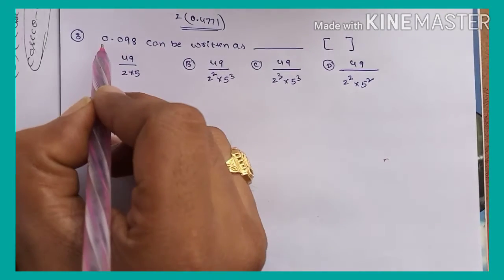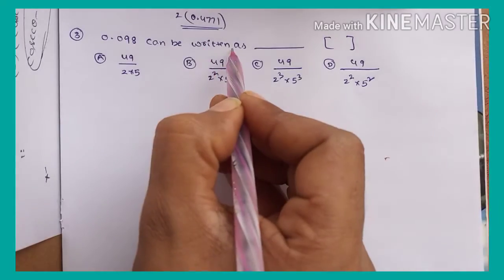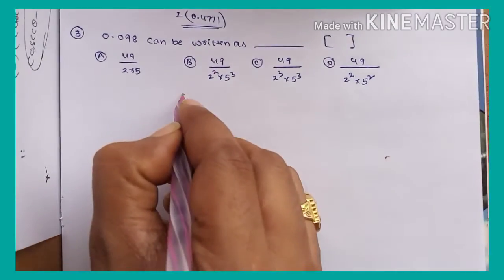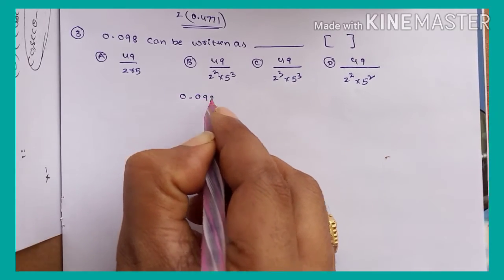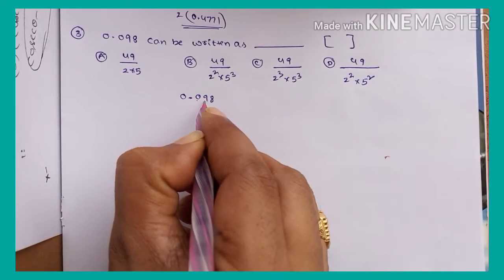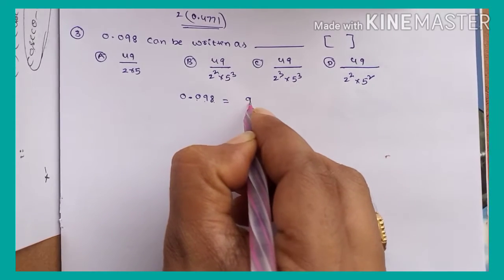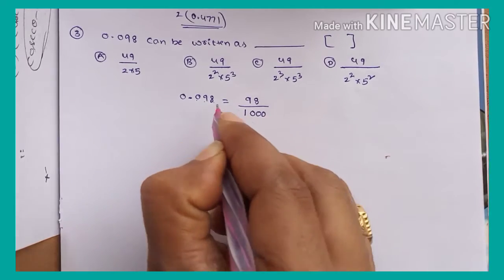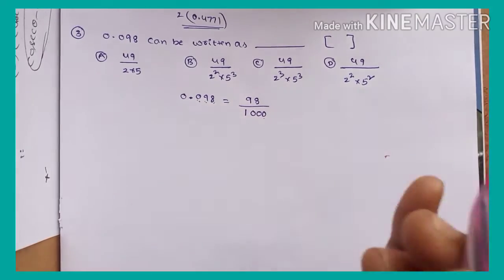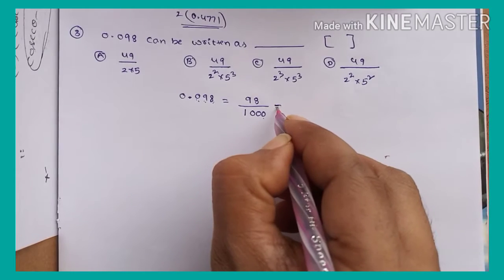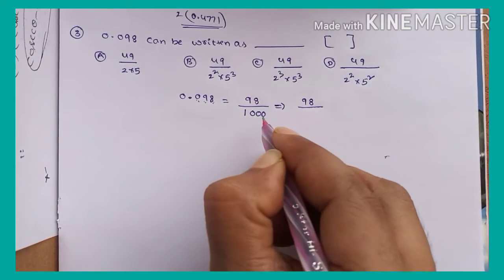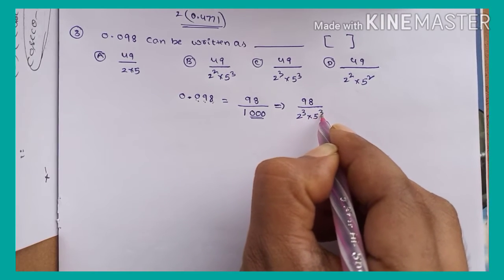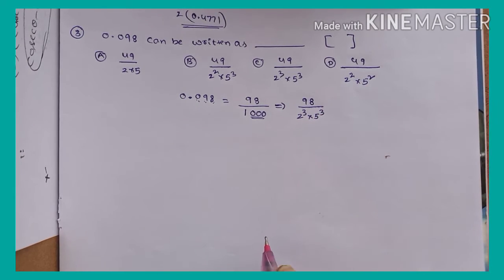Now the third bit: 0.098 can be written as what type of rational number? Let's solve this problem. 0.098. After the point there are 3 places, so the value is 98. Below it you can write 3 zeros because after the point 3 decimal places are there. You can write it as 98 by 2 to the power 3 into 5 to the power 3, right?